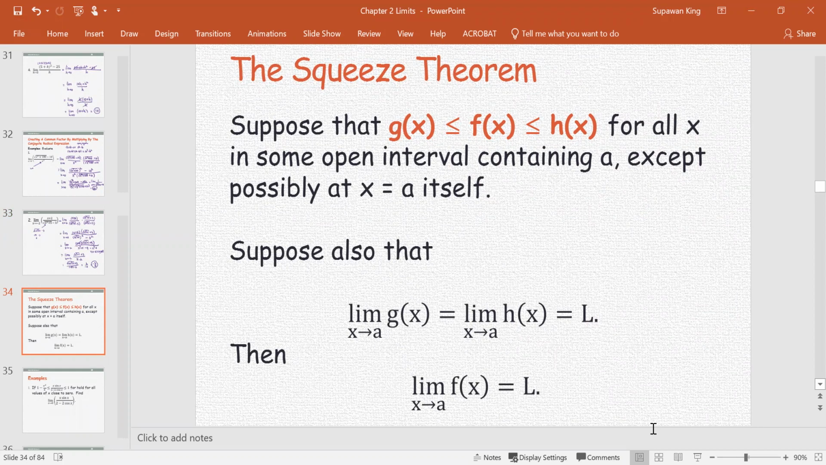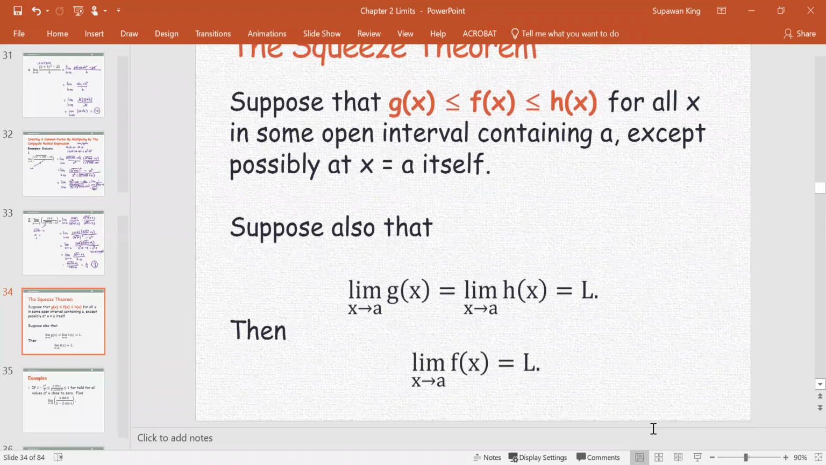Next part, the squeeze theorem. Suppose that g(x) is less than or equal to f(x) less than or equal to h(x) for all x in some open interval containing a, except possibly at x equals a itself. Suppose also that the limit of g(x) equals the limit of h(x) as x approaches a equals L. g(x) is the left function, h(x) is the right function.